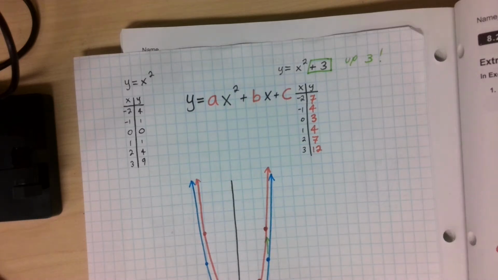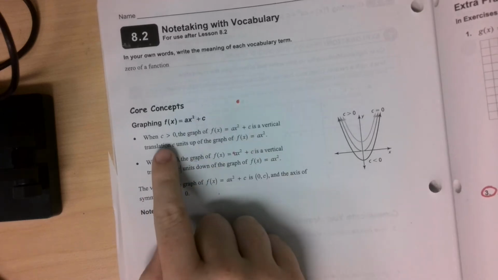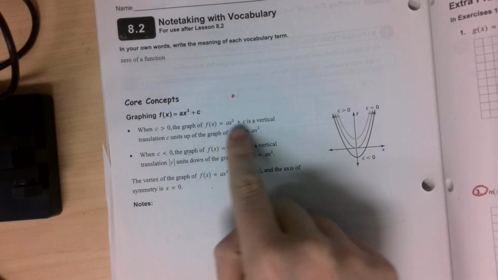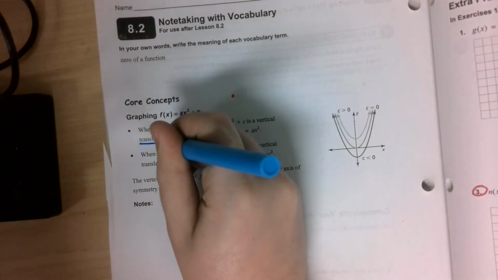Let's take a look at our notes and see what we can fill in. So, when c is greater than 0, this c value, the graph is a vertical translation, c units up.